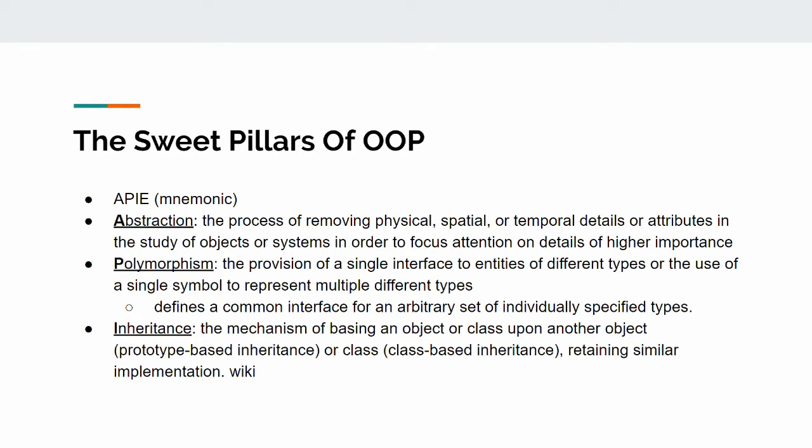Next we have the I, inheritance. The mechanism of basing an object or class upon another object or class, retaining a similar implementation. So this allows programmers to reuse code and not have to copy paste different definitions that already exist and just pass them down. So let's say that you have the definition for cow.